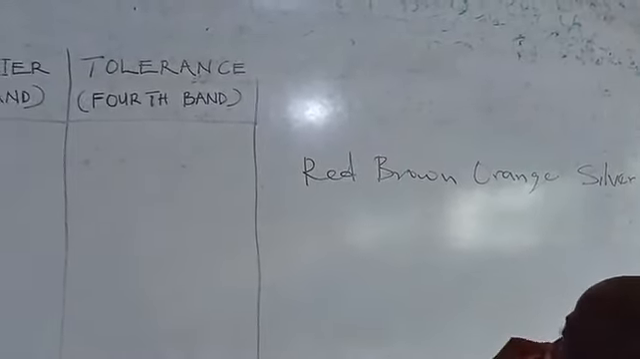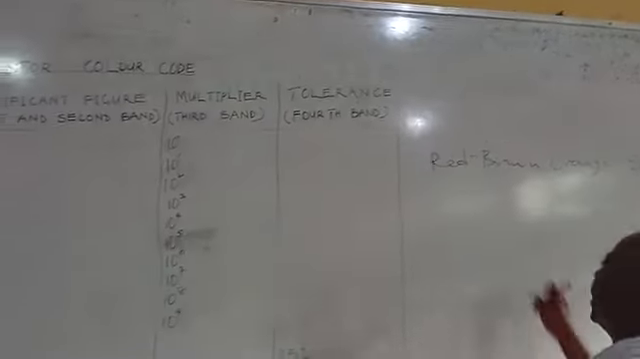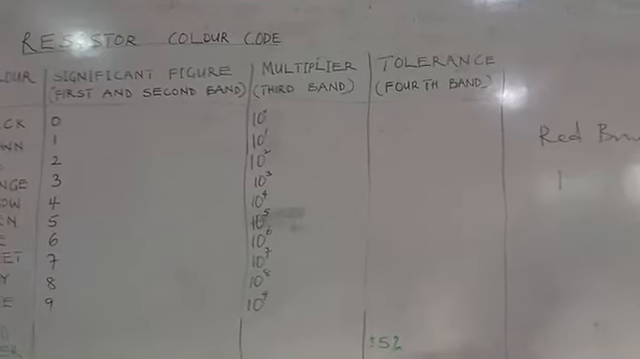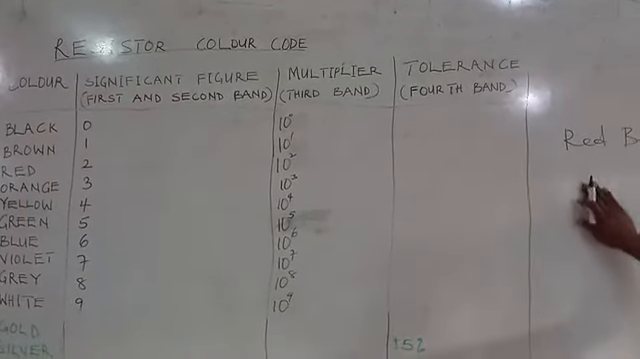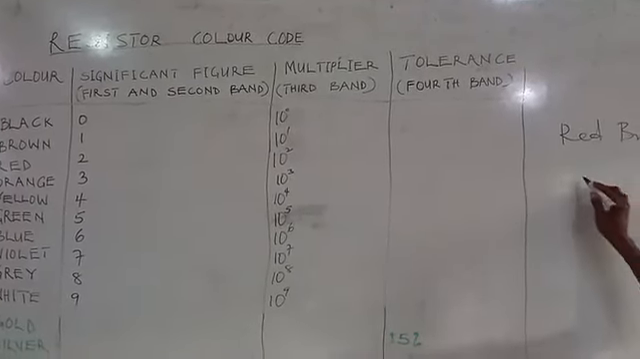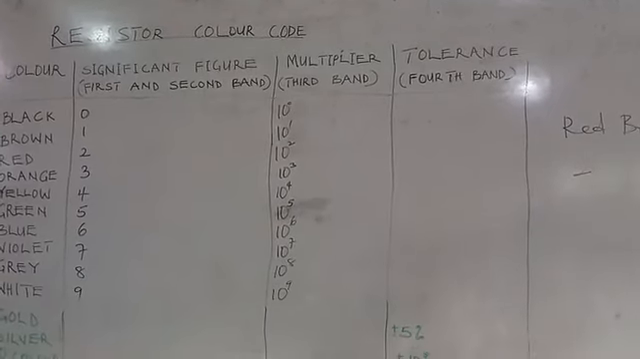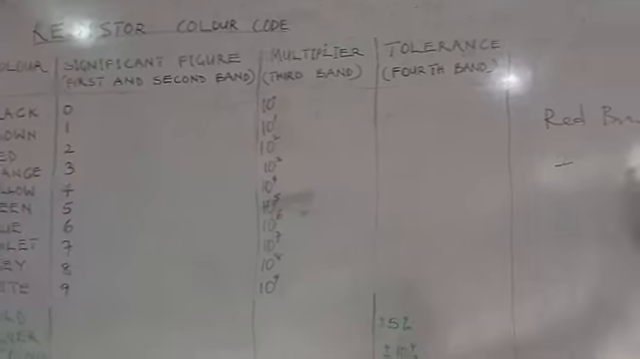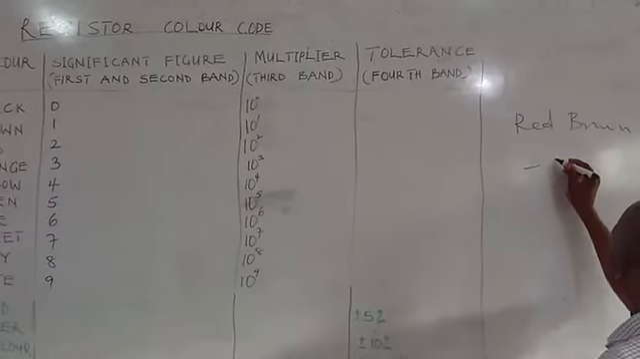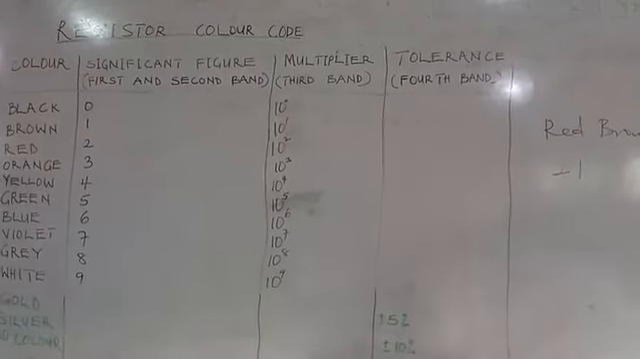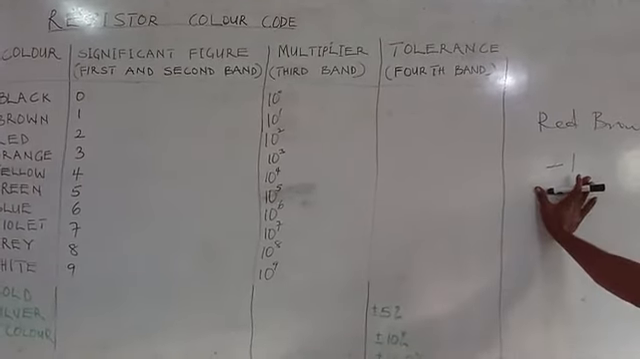From our resistor color code table, red is 2. We are going to write 2. Brown is 1. We are going to write that 1. Because the first two will give us the significant figures.